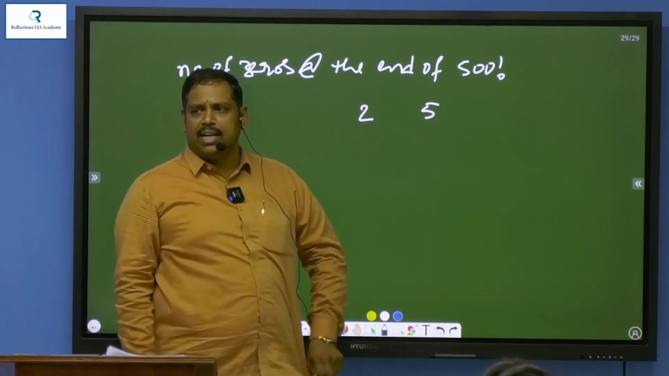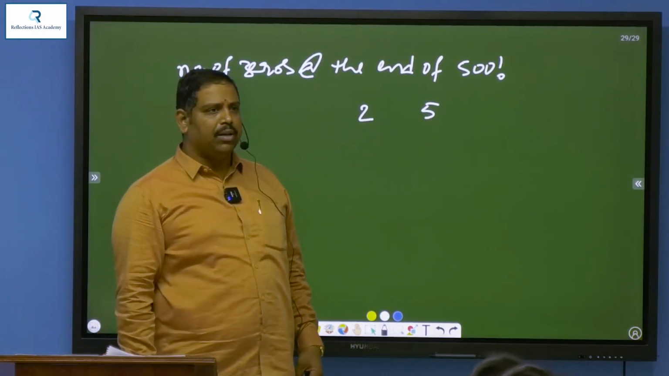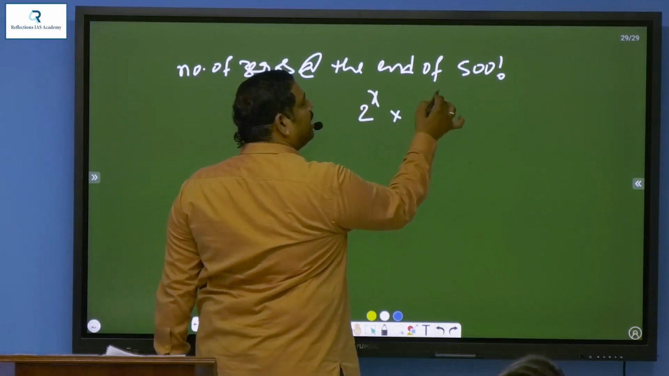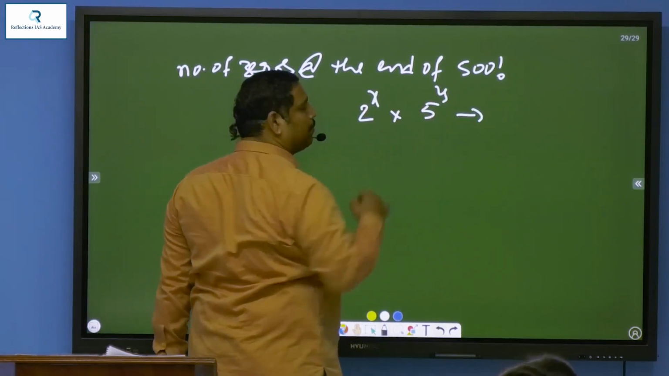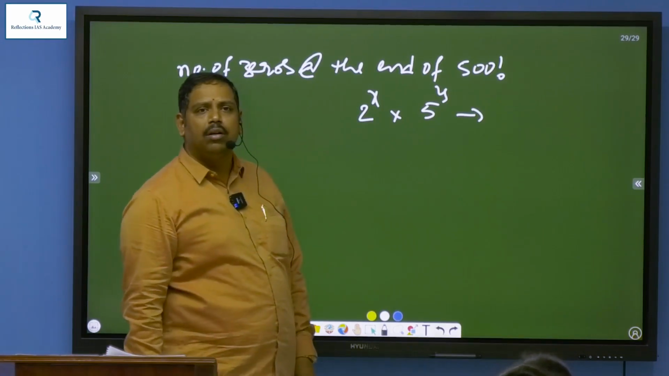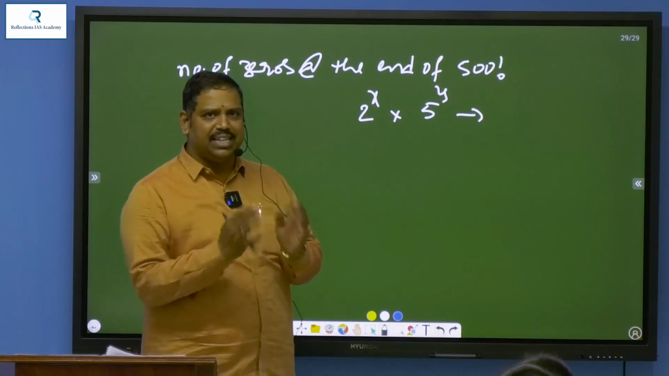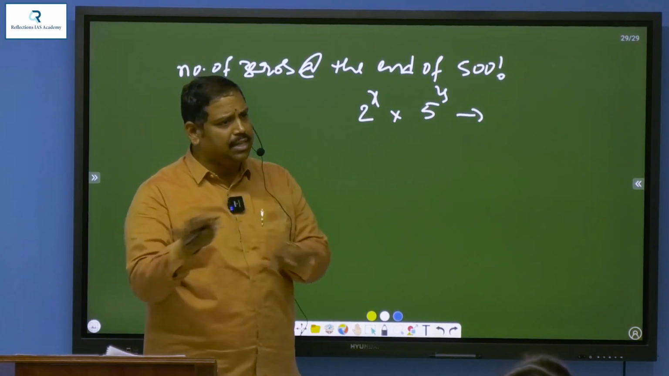Already you know how to calculate the highest power of 2 and the highest power of 5. The same can I apply here. So you will get some x here and some y here. Which one will you take, x or y? Whichever is less. Yes or no? Between x and y, if x is less, the answer is x. If y is less, the answer is y.